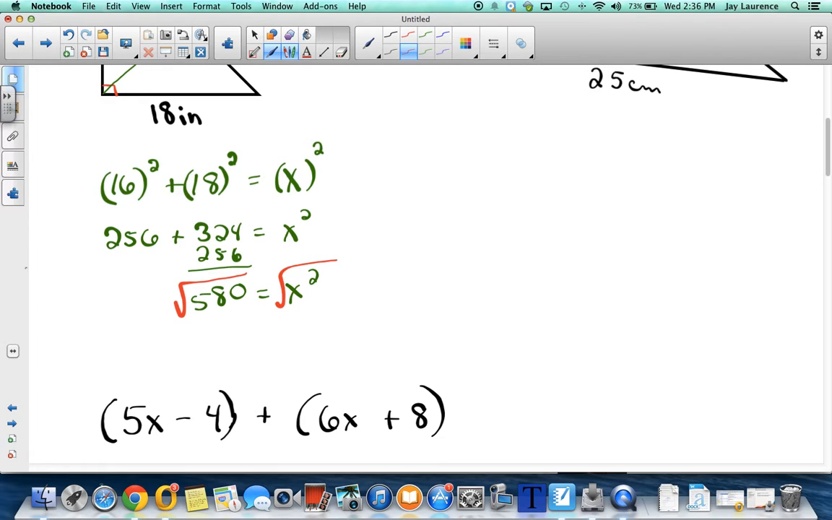I don't happen to know the positive square root of 580. Oh, by the way, I'm using a calculator that Alexa Gatos left by mistake last year. If you guys know Alexa, let her know I have her calculator. I would love to give it back to her.